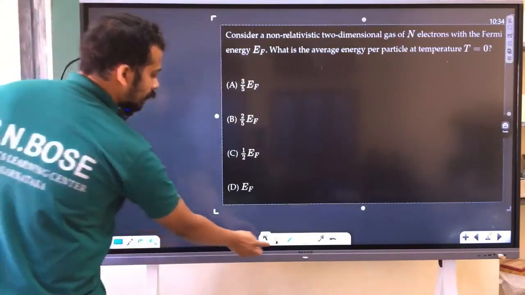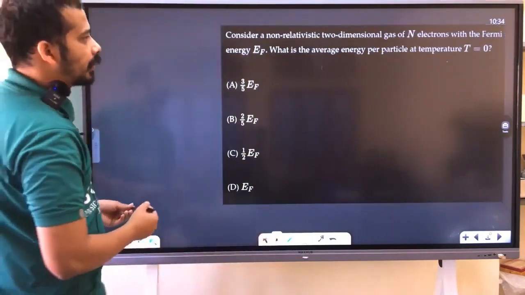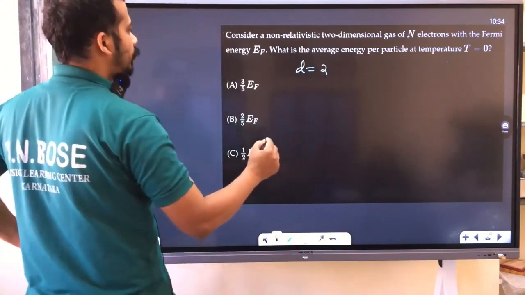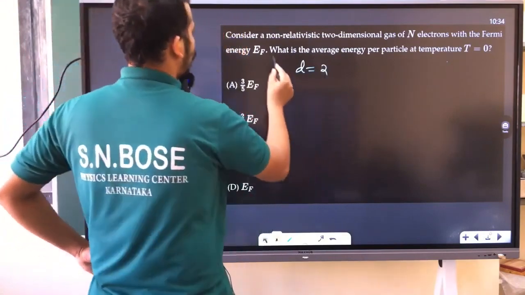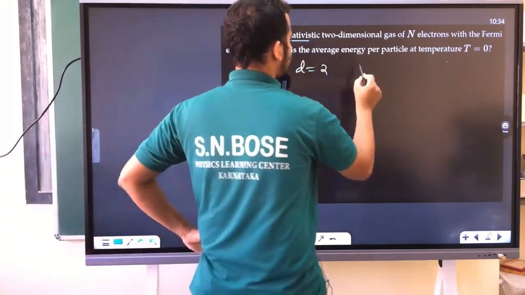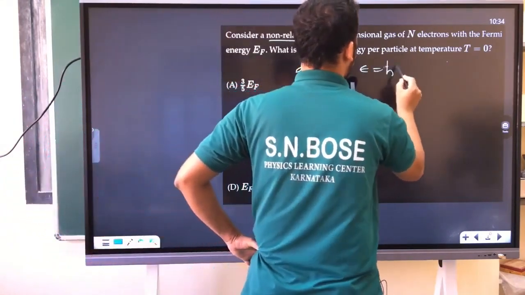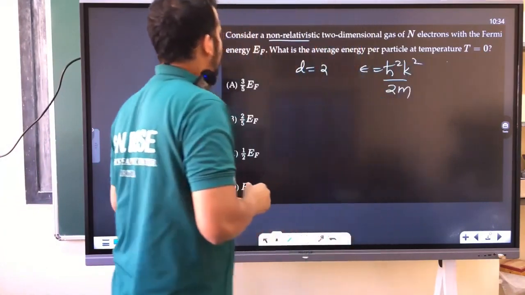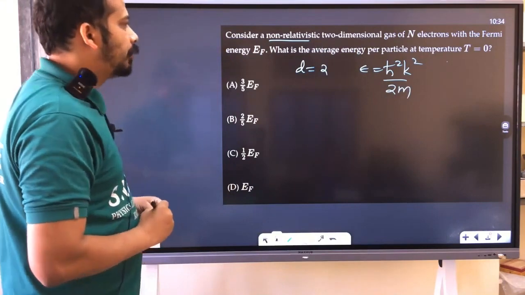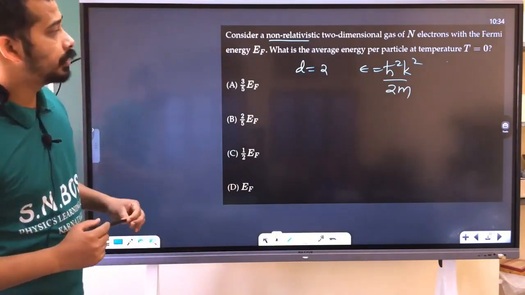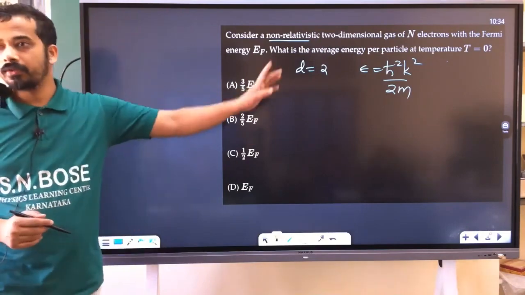Consider a non-relativistic two-dimensional gas, D equal to 2, of N electrons with Fermi energy EF. That's why E is equal to ħ²k²/2m. I'll take it like this. What is the average energy per particle at T equal to 0 degree Kelvin?